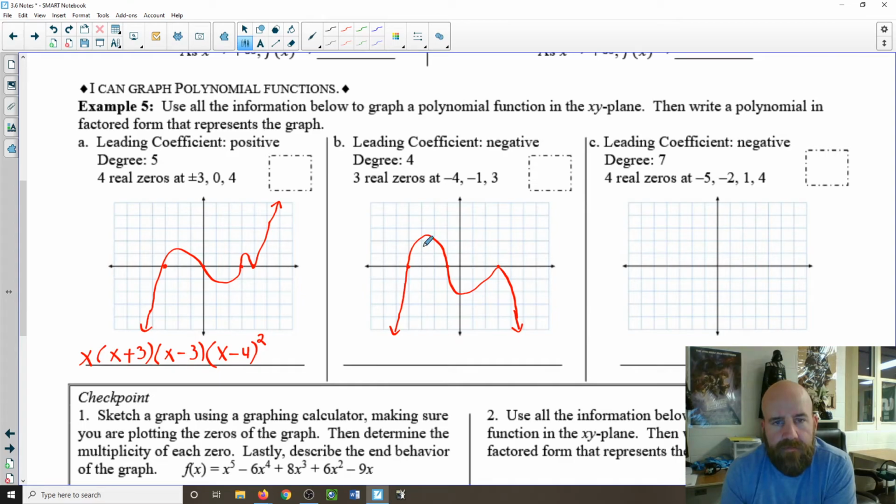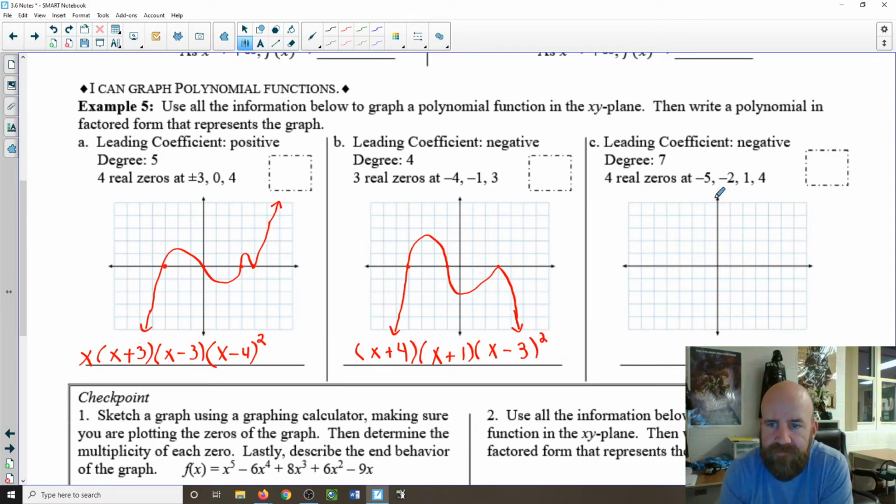All right. So now we need to write this out. So we know we had one at -4, x plus 4, we had one at -1, so x plus 1. And we have 2 of them at +3, so x minus 3 squared. Okay.